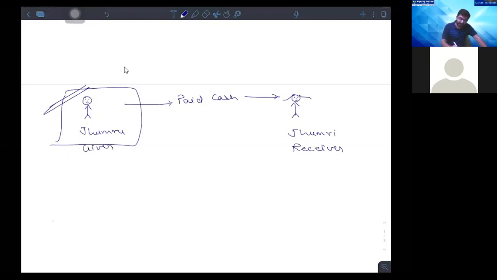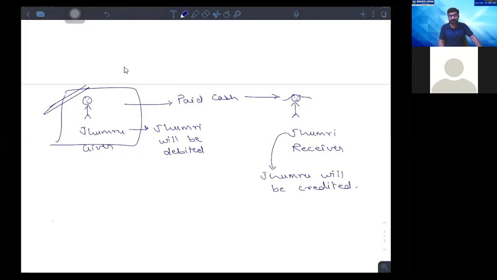Correct? So in the books of Jhumru, Jhumri will be debited. Correct? Whereas from the perspective of Jhumri, Jhumru will be credited. Correct or not? Because for Jhumru, Jhumri is the receiver of benefit, but for Jhumri, Jhumru is the giver of benefit. Correct? I hope you understood the basic rule of debit the receiver and credit the giver of benefit. Am I right for all?